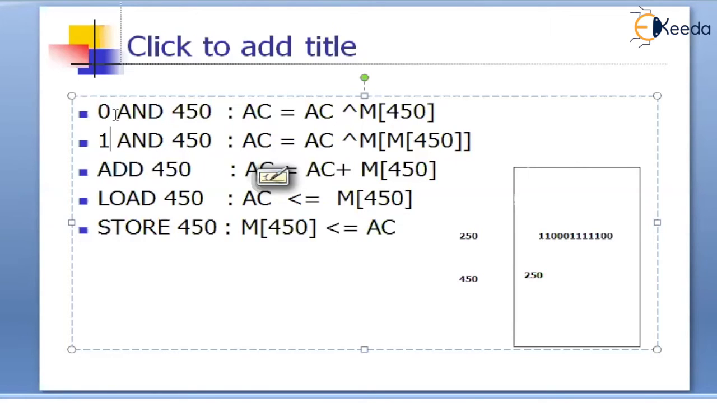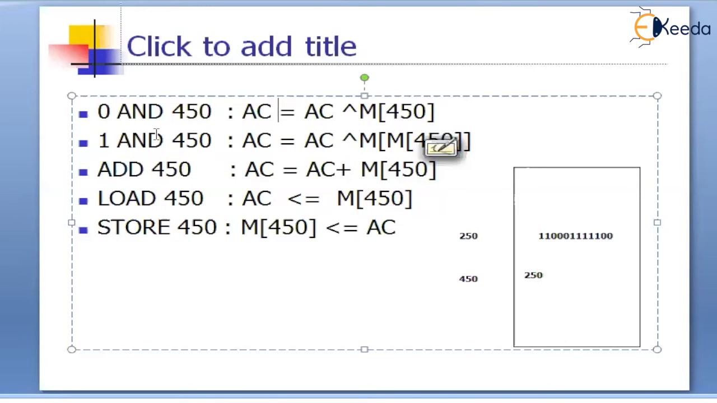When I perform AND 450, memory of 450 will get ANDed with accumulator. What is memory of 450? Go to 450. In this memory location, the contents, that is 250, will get ANDed with accumulator. That is, the binary equivalent of 250 will get ANDed with accumulator, and finally the result will get transferred to accumulator. An AND operation is performed between memory of 450 and accumulator, and finally the contents get transferred into accumulator.